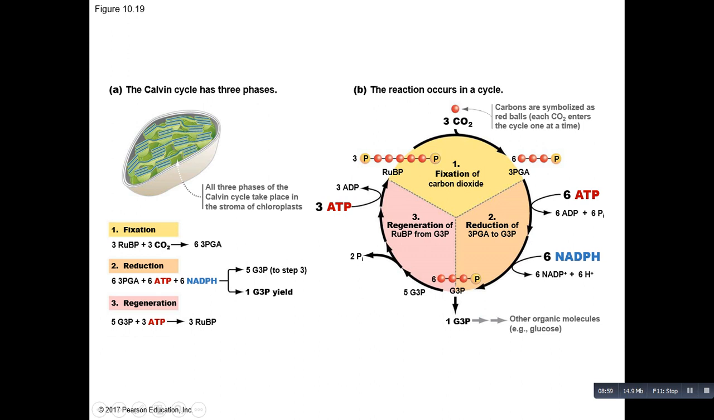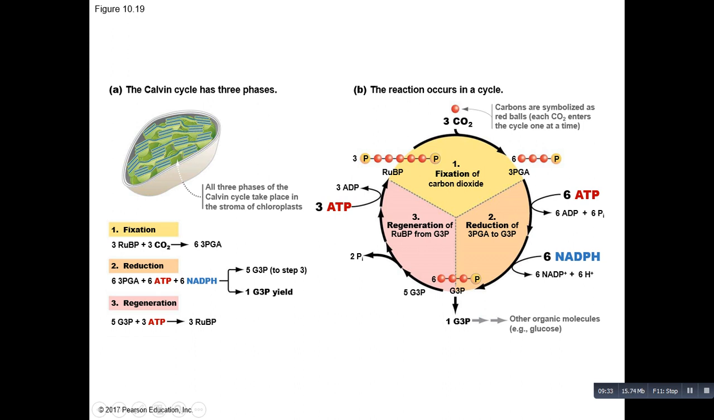And so one of these 3 molecules of G3P is going to be used to build glucose. However, the rest of those, the remaining, there's actually going to be 5 G3P, are going to be passed on to regenerate the RUBP, which is used during the fixation cycle, or the fixation phase of the cycle, excuse me.